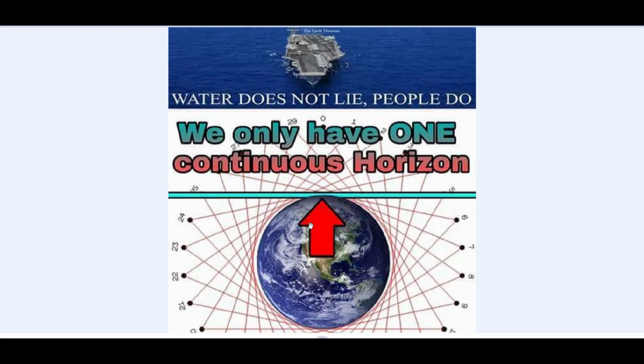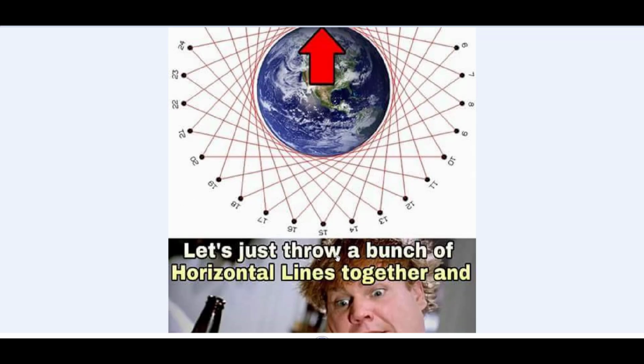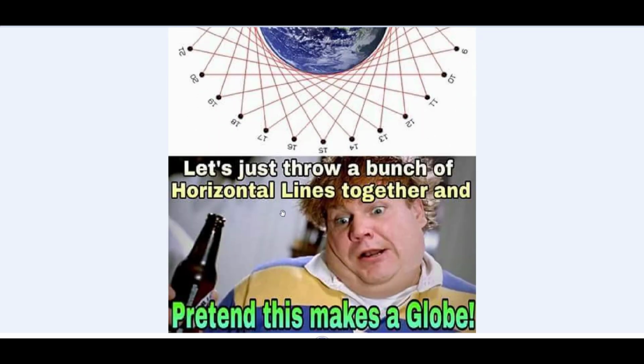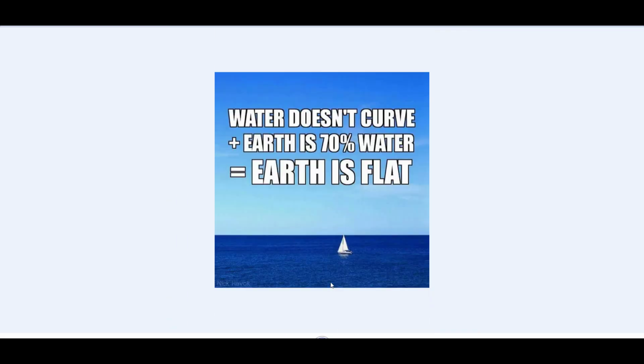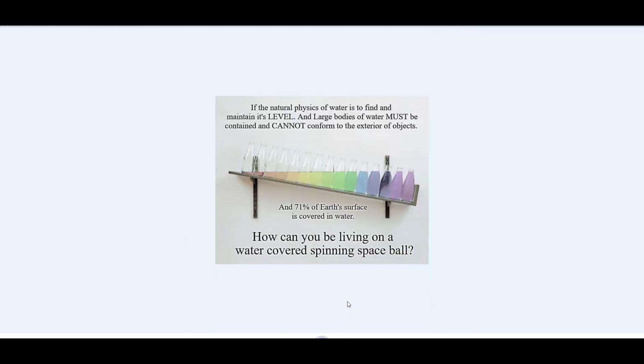We only have one continuous horizon, not many horizons. And let's just throw a bunch of horizontal lines together and pretend that this makes a globe. Water doesn't curve, Earth is 70% water.